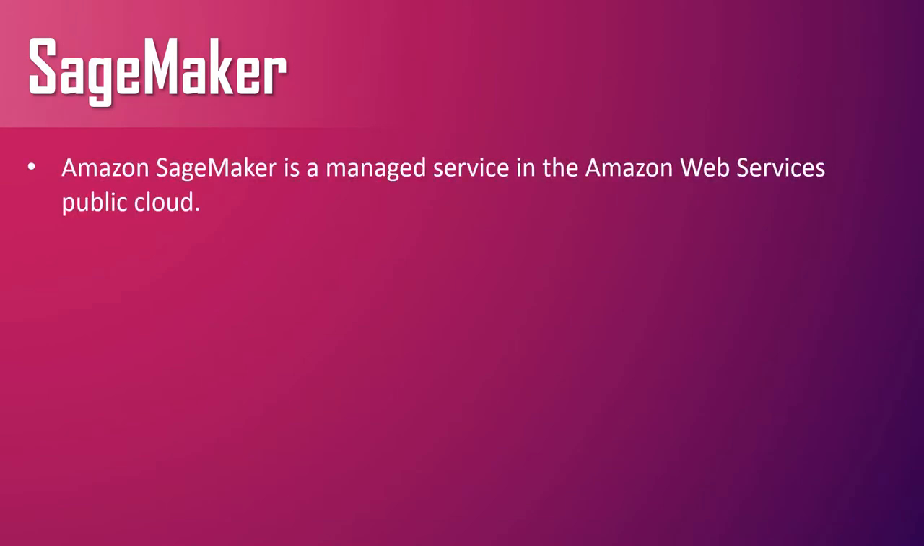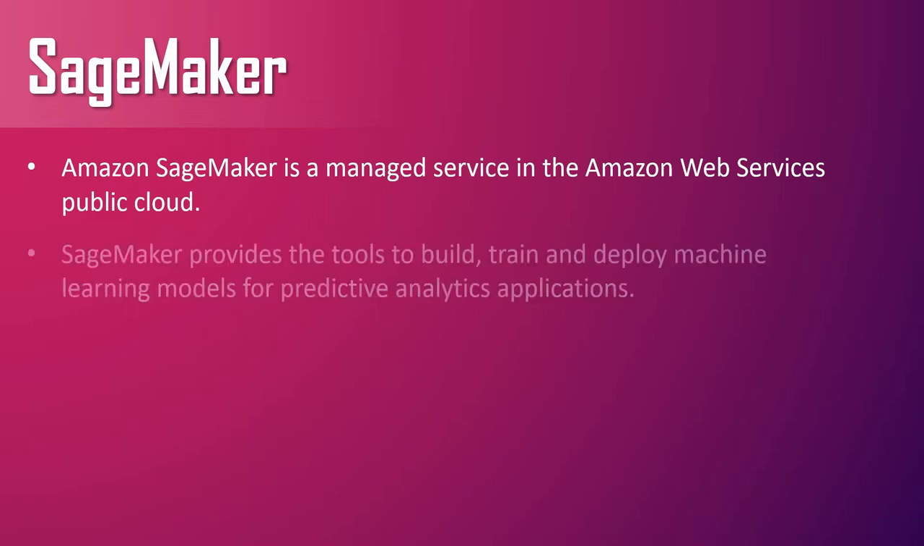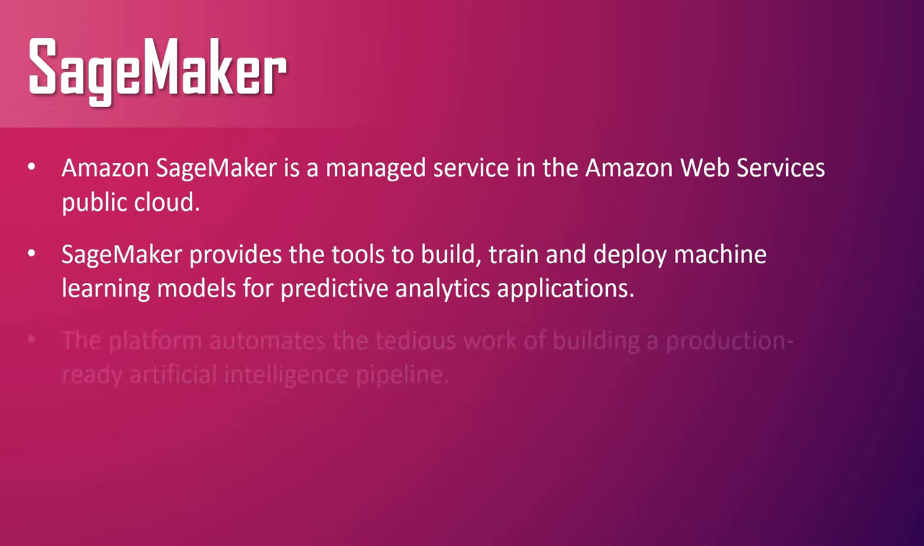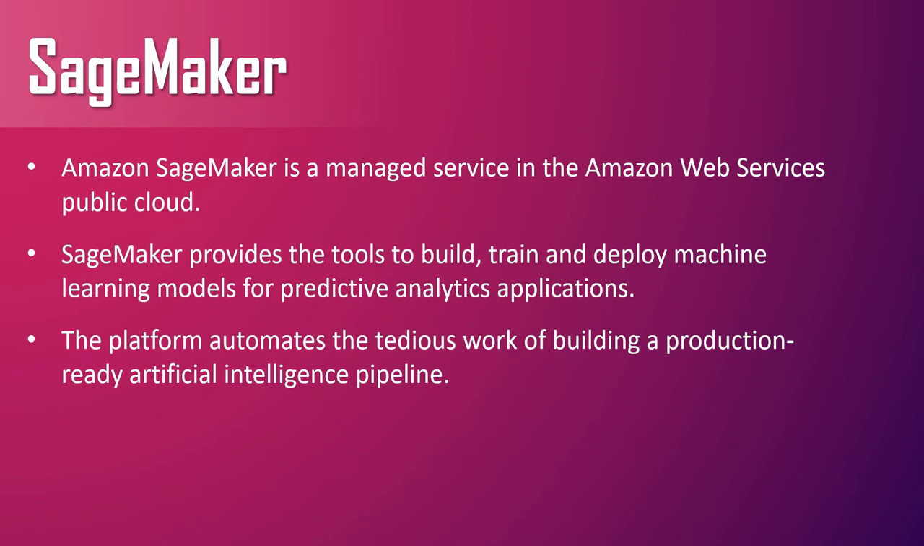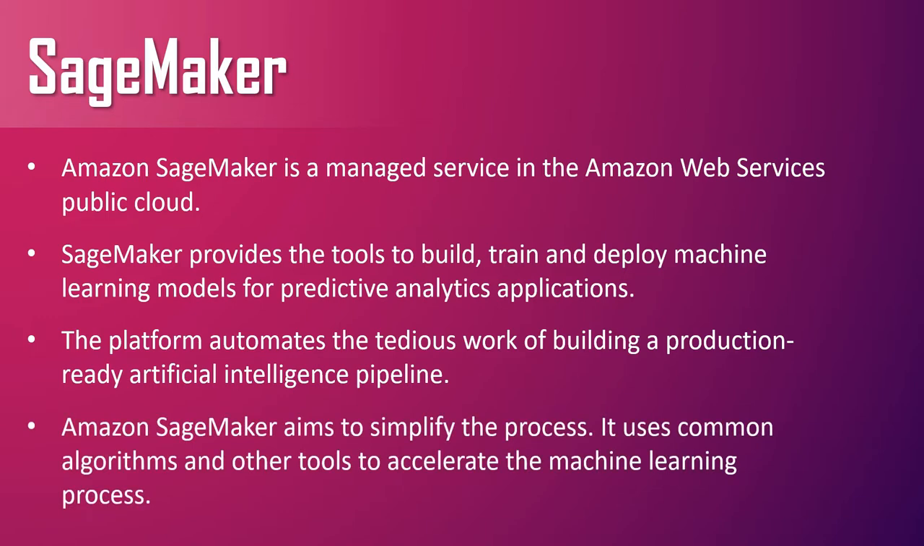Amazon SageMaker is a managed service in the Amazon Web Services public cloud. It provides the tools to build, train and deploy machine learning models for predictive analytics applications. The platform automates the tedious work of building a production-ready artificial intelligence pipeline. Deploying machine learning models is challenging, even for experienced application developers. Amazon SageMaker aims to simplify the process. It uses common algorithms and other tools to accelerate the machine learning process.